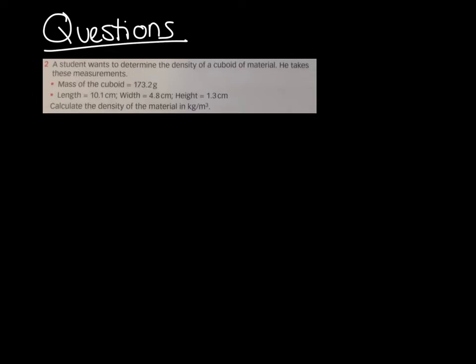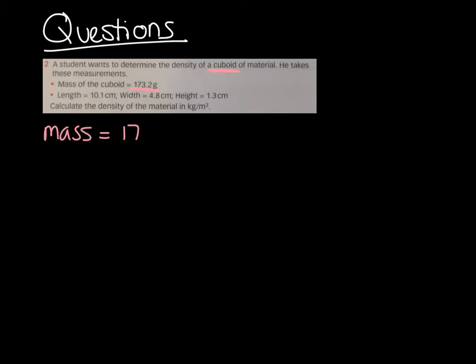So let's have a go at a couple of questions to check that we understand everything. Here the question says, a student wants to determine the density of a cuboid of material. He takes these measurements. So first of all, we're going to underline all the really important things. So we know it's a cuboid, that's really important. We know the mass, and we know all our masses here. And we're going to write out the things that we know here.